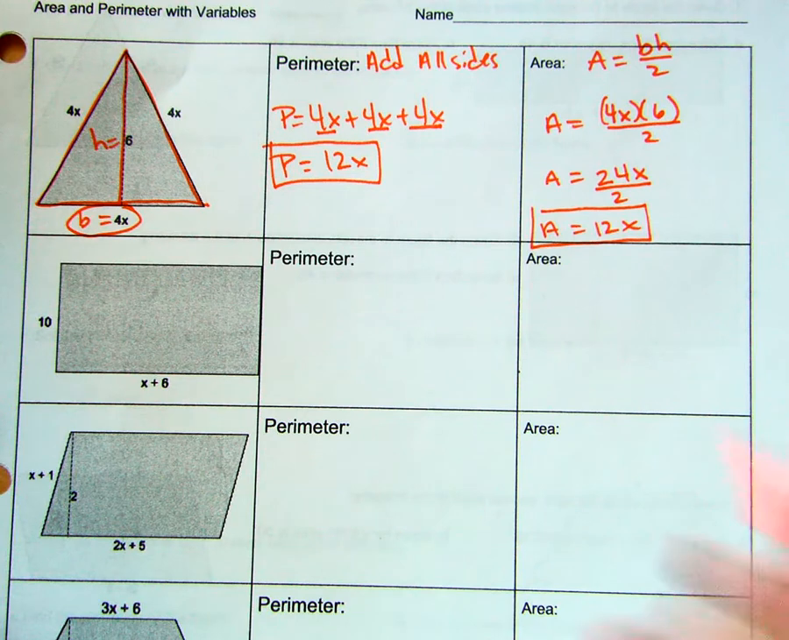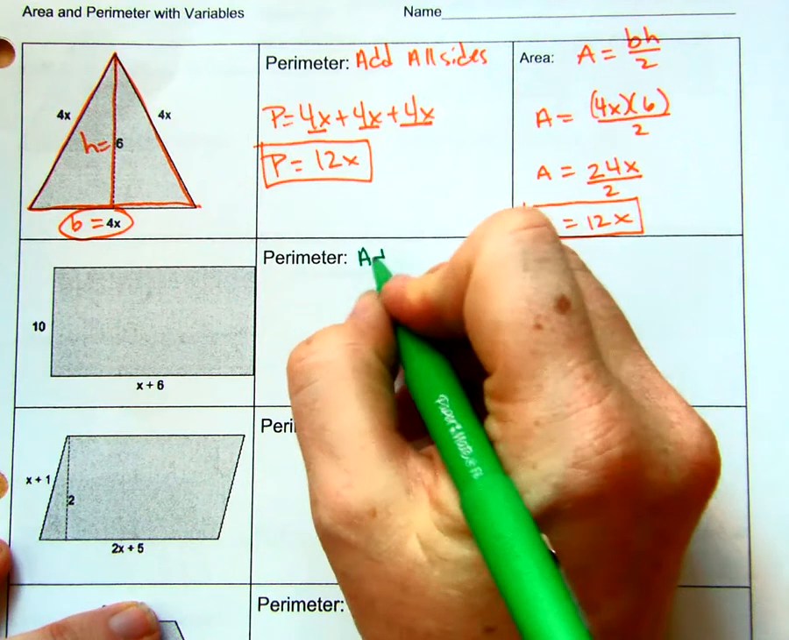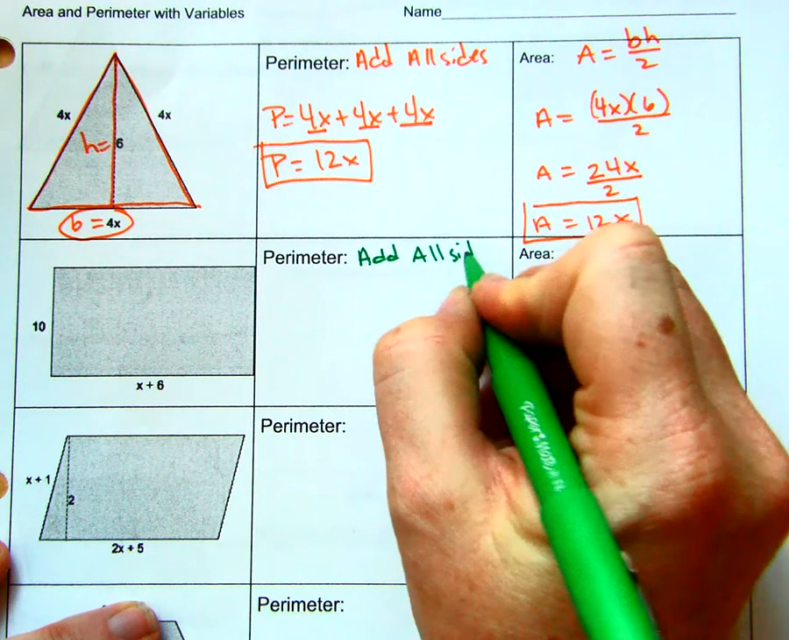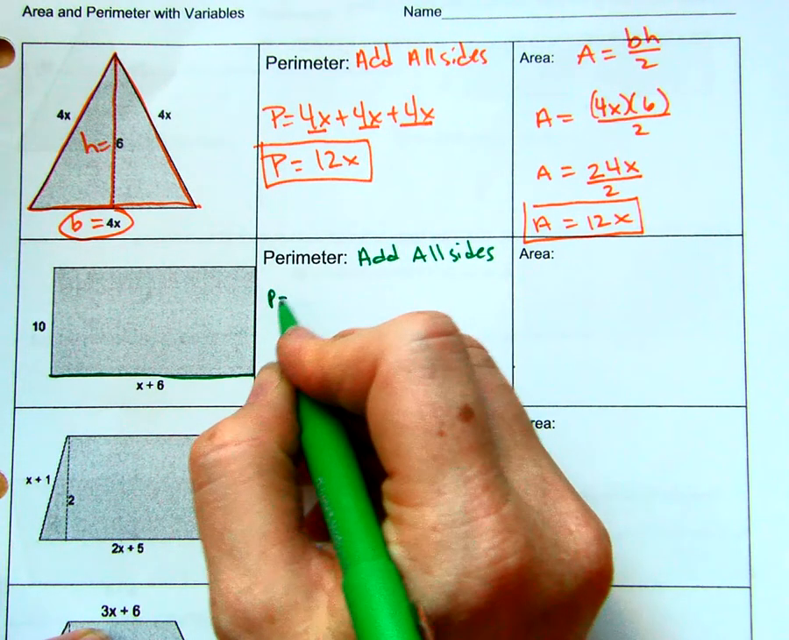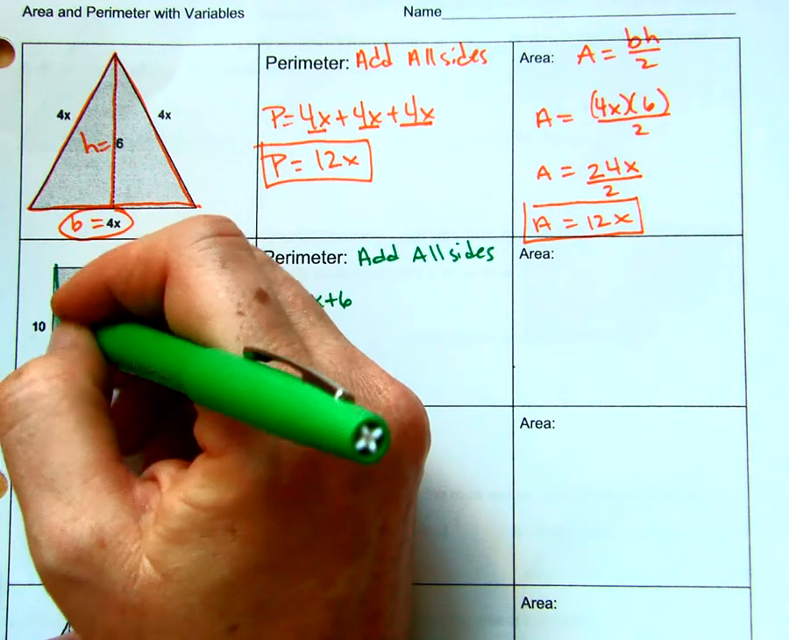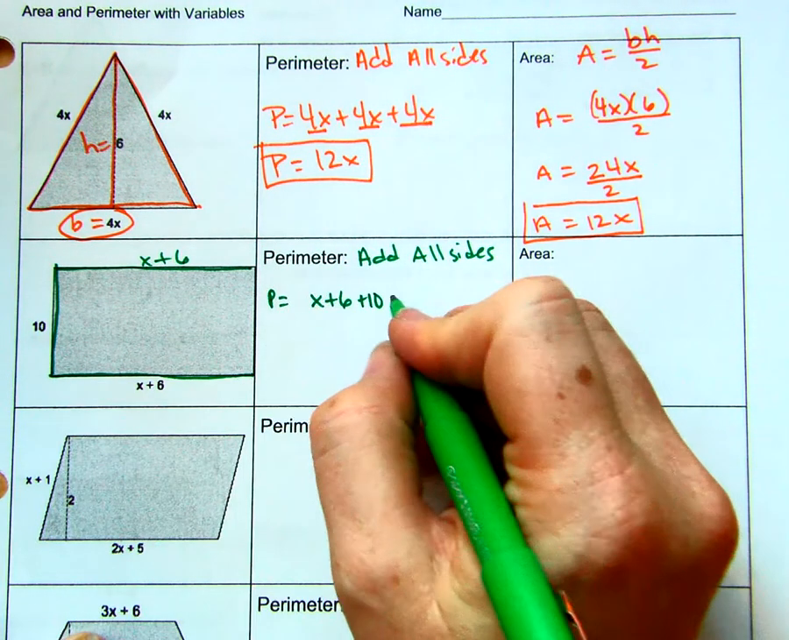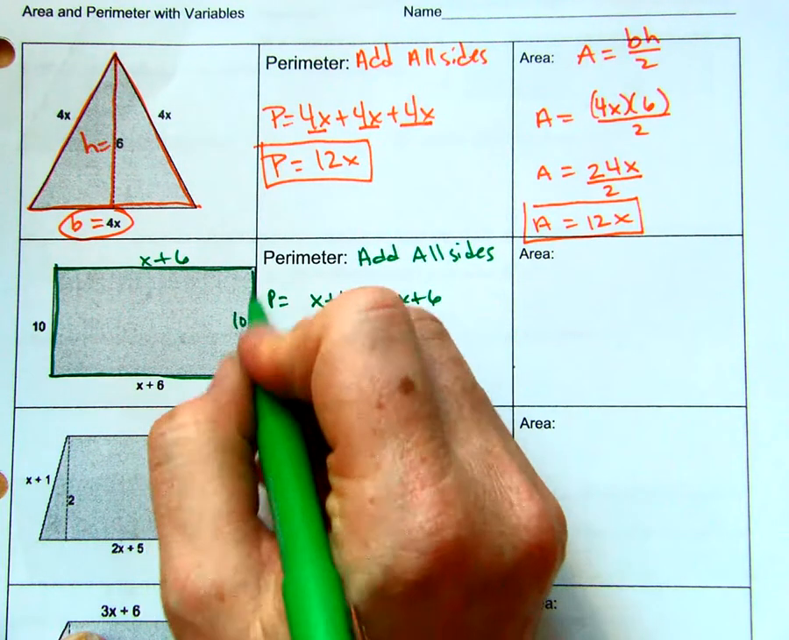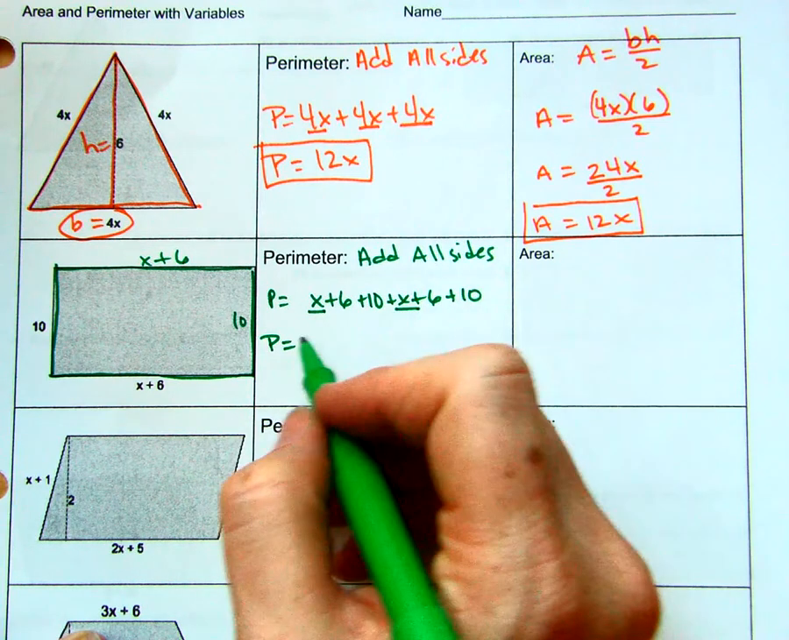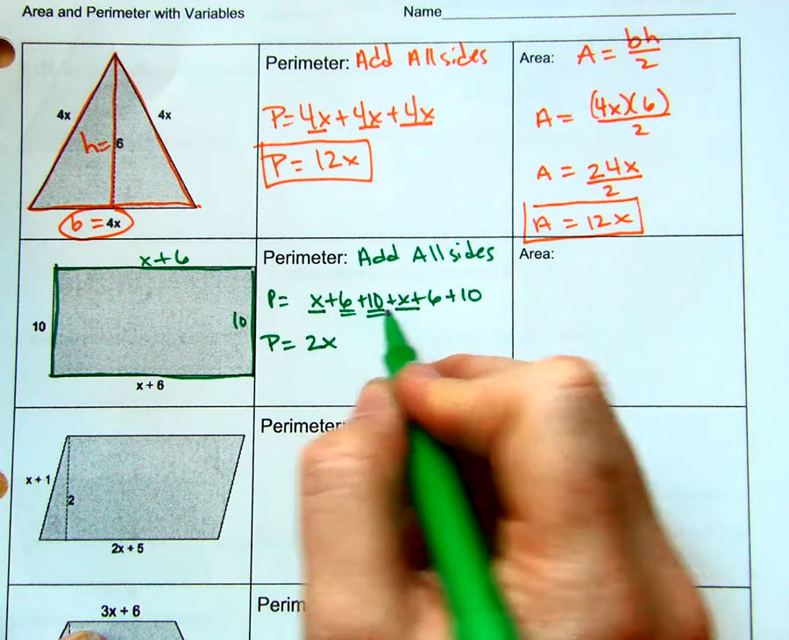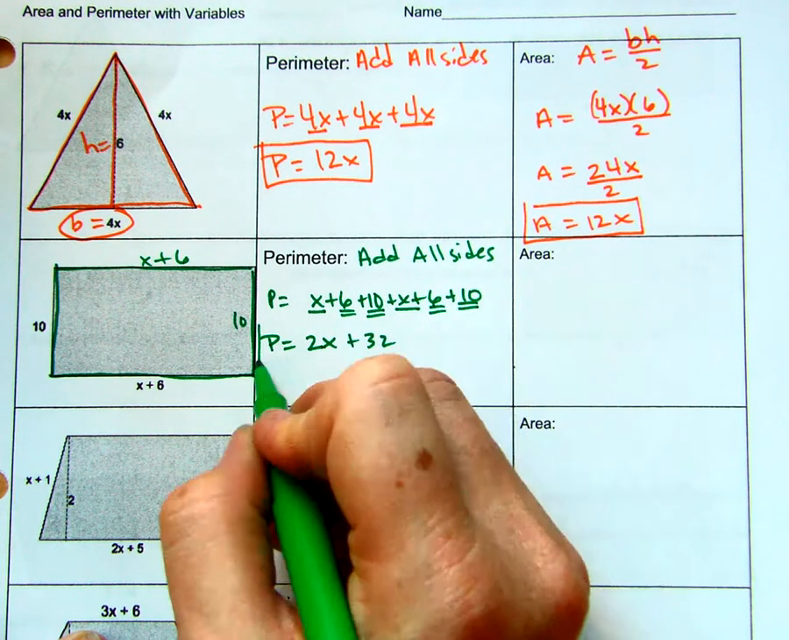Okay, the perimeter of a rectangle is also where you want to add all the sides. So that's going to be x plus 6 plus 10. And then, of course, opposite sides are the same length, so that's another x plus 6 and another 10. So we have x plus x, my like terms here, that's 2x. And then 6 plus 10 is 16, plus 16 more makes 32.